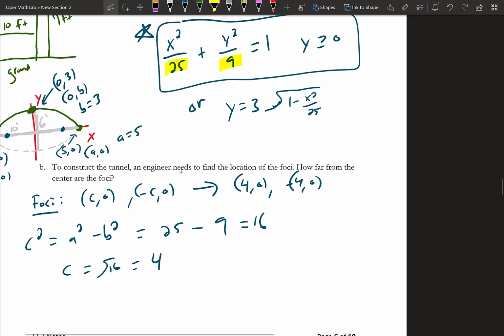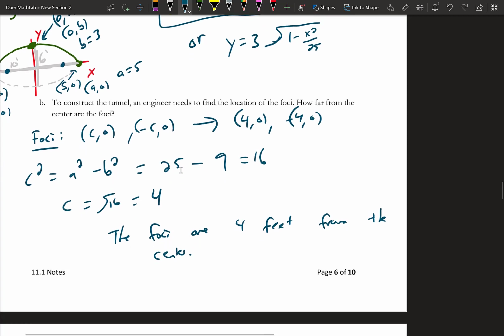So to answer the question, we would say that the foci are 4 feet from the center. So we got that question answered.